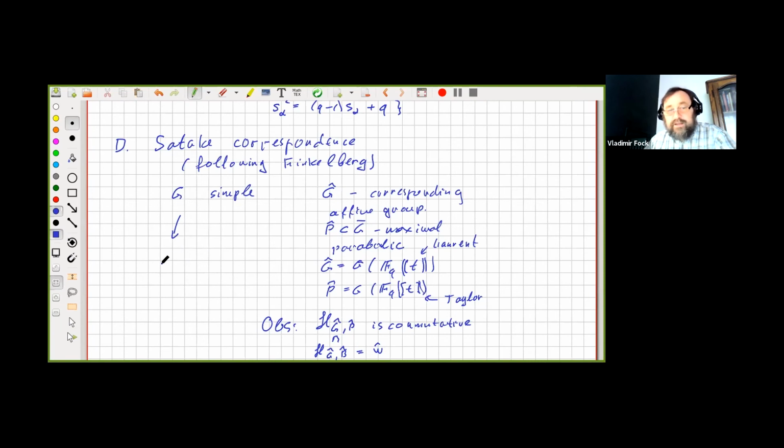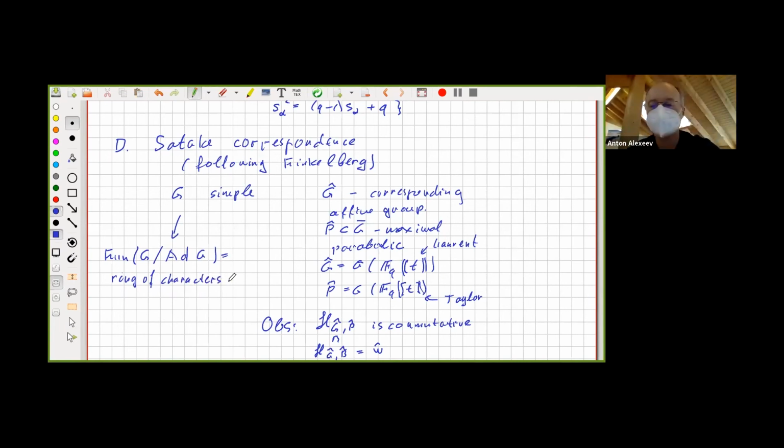So this is G simple. Then you can forget about the affine part. You can take G and quotient it by conjugation, and you consider the functions on that. So these are the functions on G over G, or in other words, just the Ad-invariant functions on G, which, of course, you know very well, is the character ring, the algebra of characters.